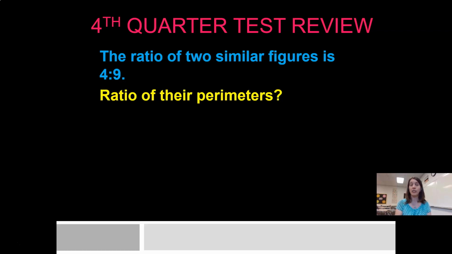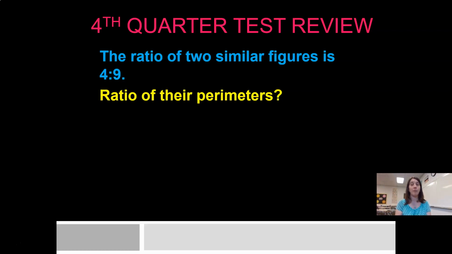Remember, similar figures had the same shape, but they were different sizes. One of them was bigger and one of them was smaller. The ratio that they're giving you of 4 to 9 is comparing the side lengths that we have. So I have a smaller figure that has a side length of 4, then in the bigger picture, the corresponding side is 9. That's what that ratio means.